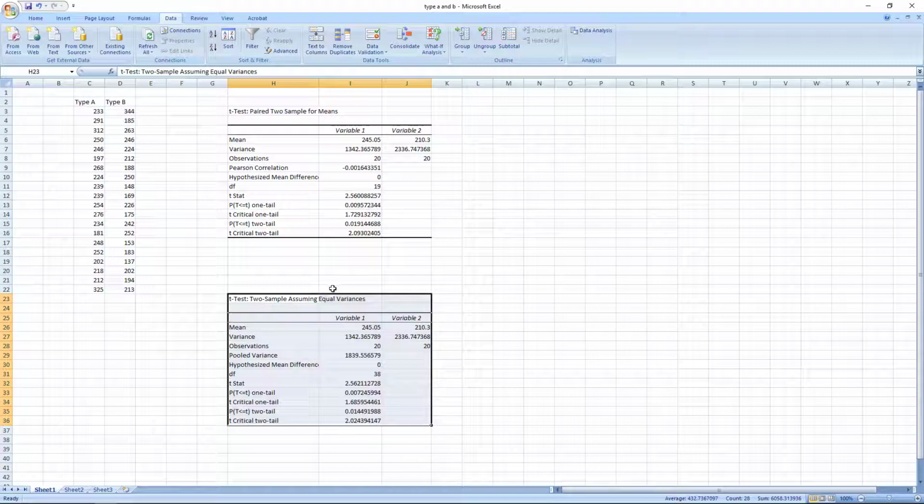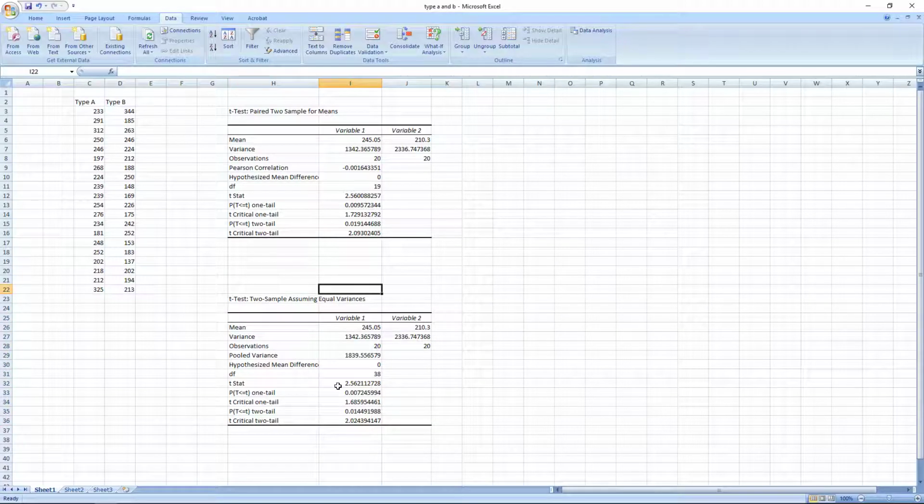t-test: two-sample assuming equal variances. Once again, we've got our t-stat of 2.56, which is the same as we had up here, but our p-value is going to be a little less because remember we're using pooled samples for our degrees of freedom. So with this two-tailed test, we had a p-value of 0.015, which is what we got earlier, and this is showing the same thing. They use SPSS, and here I'm showing you how to use Excel to get the same information.